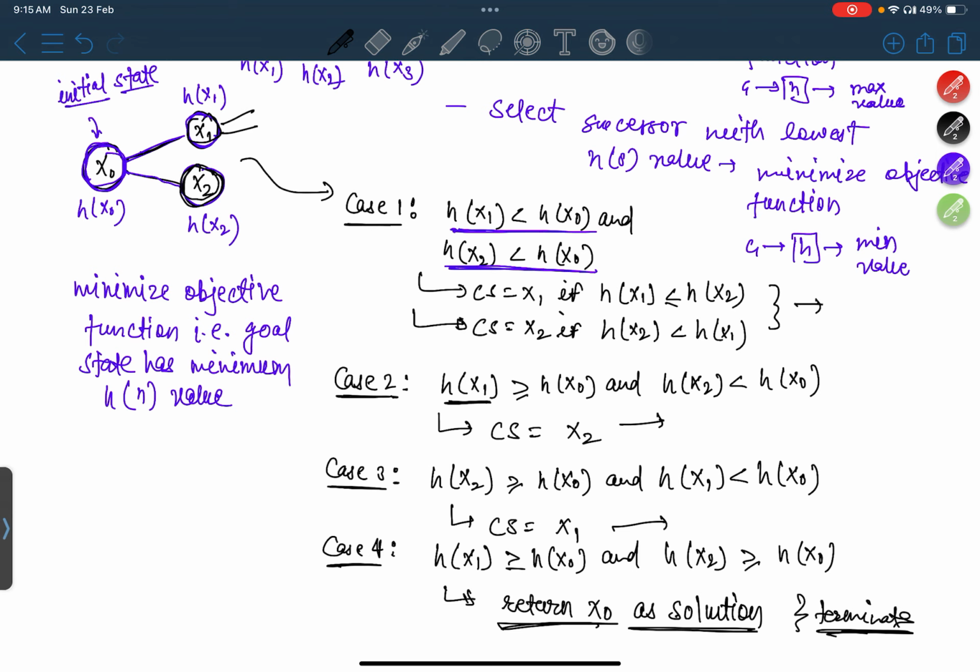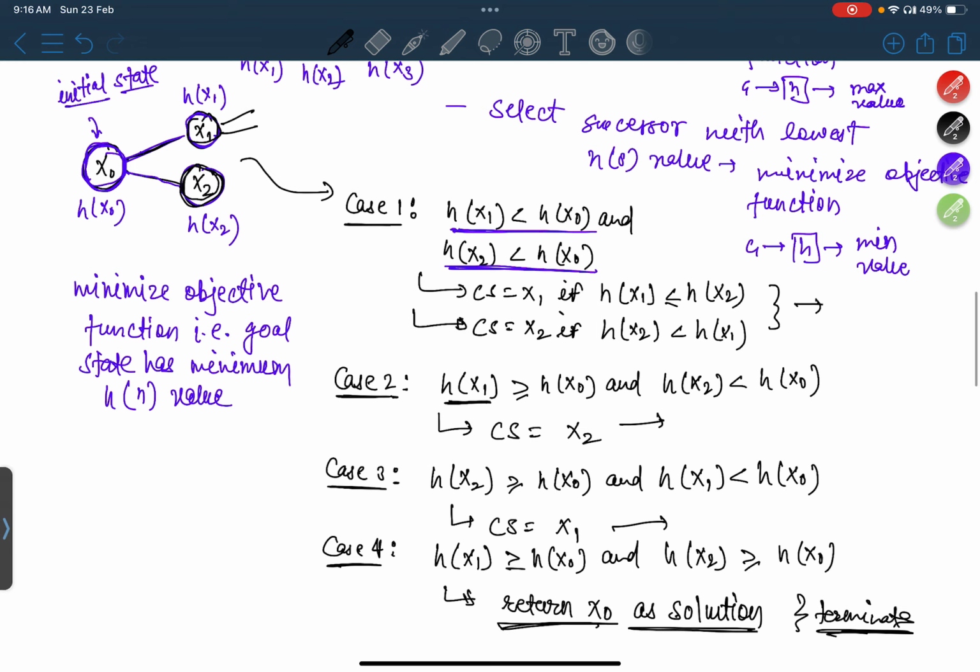So this is how your hill climbing works. It will start with an initial state and then generate all the successors. The successors generated will be evaluated based on our objective value, and based on those objective values, we will select the one out of them with the best objective value, and that's how it works.